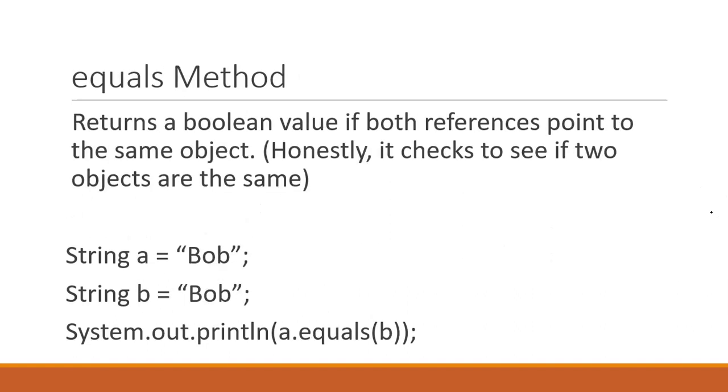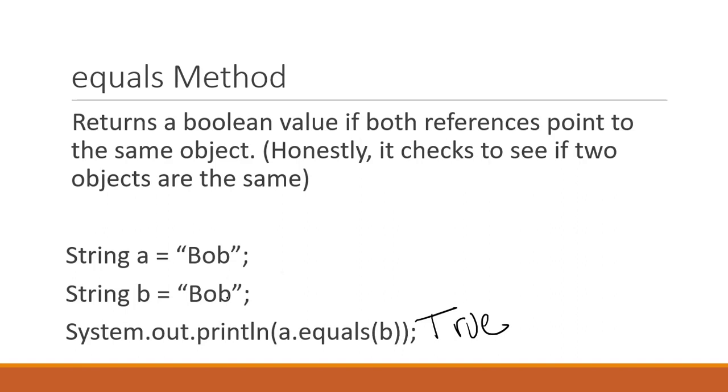And the final method that we're going to want to talk about tonight is the equals method. The equals method returns a Boolean value if both references point to the same object. Honestly, what it's doing is checking to see if the objects are the same thing. So if I say A dot equals B, it would say true, because they're the same thing.